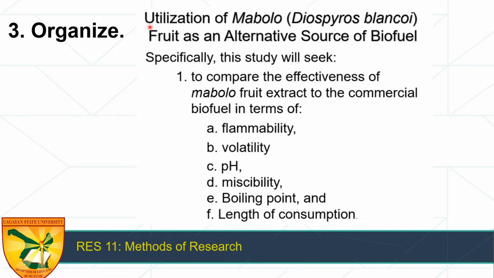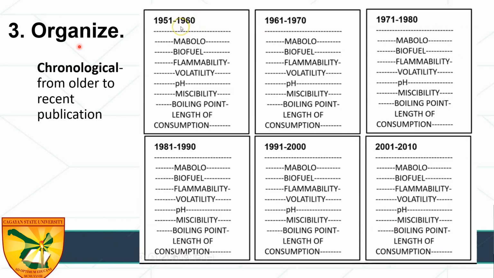So for example, this is your title, Utilization of Mabolo Fruit as an Alternative Source of Biofuel, and your specific objective number 1 is to compare the effectiveness of Mabolo fruit extract to the commercial biofuel in terms of flammability, volatility, pH, miscibility, boiling point, and length of consumption. If you will organize the RRLs in terms of the chronological method, you go from older to recent publications. So you look at all the variables, Mabolo, biofuel, flammability, volatility, pH, miscibility, boiling point, length of consumption, from the oldest publication until you go to the most recent ones.